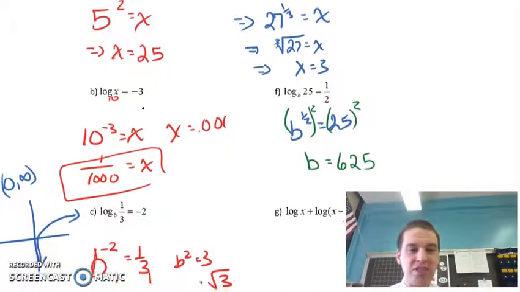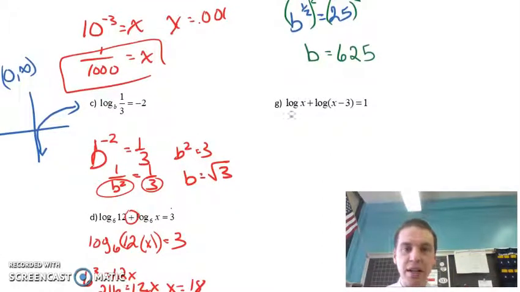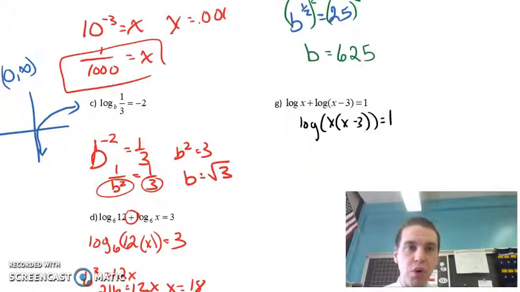So looking at this last one here, the only difference is very much like D that we did here. You should see the addition sign, which means multiplication. So log of x times x minus 3 equals 1. The only thing that you might not have seen, even though we've talked about it a lot, is a base 10 there. So we're going to rewrite it as 10 to the first equals x squared minus 3x.